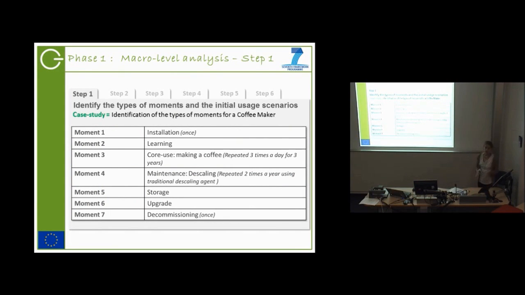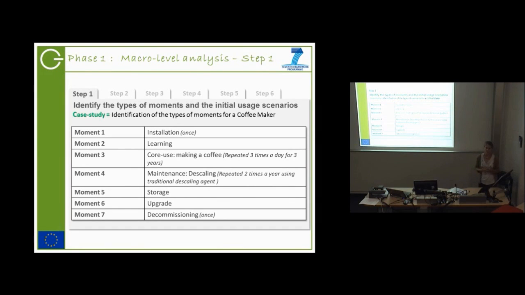So in the case study that we took, we decided to study a coffee machine and to improve the environmental performance in use of a coffee machine. We decided to work on this typology of product because the use phase represents a majority of the environmental impact on the global life cycle.